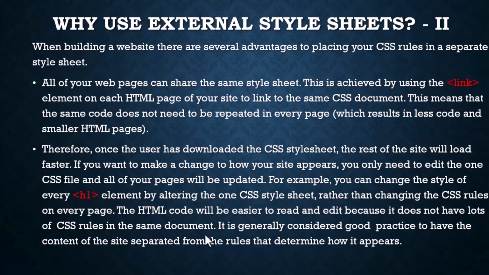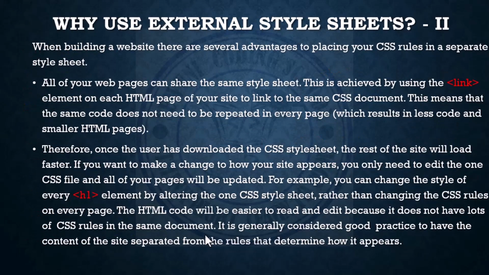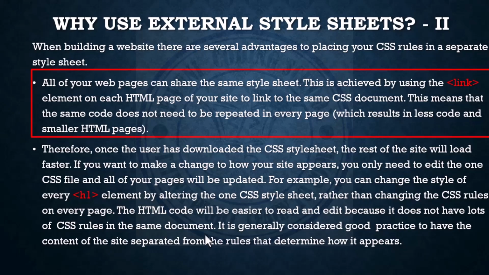Now, why do you think we should use external style sheets? I explained earlier that when building a website that has a lot of pages, it is advisable to use external CSS. Now, why is it important to use external CSS? We use external CSS because, one, all of your web pages can share the same style sheet. This is achieved by using the link, just like we did in our first example, and then writing the CSS rules for all your elements and linking it together.